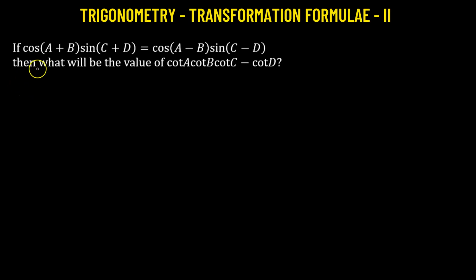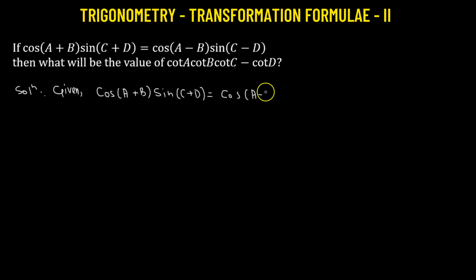So here in our problem, we are given that cosine of angle A plus B multiplied by sine of angle C plus D is equal to cosine of angle A minus B times sine of angle C minus D. Using this, we need to find the value of cotangent of A, cotangent of B times cotangent of C minus cotangent of D. Okay, so let us begin.